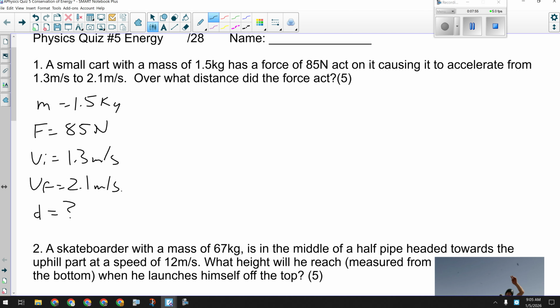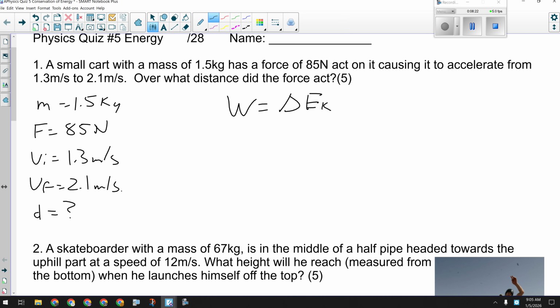Now, if something accelerates, is its energy changing? What kind of energy? Its kinetic energy is changing. Okay, the only way you can change energy is by doing work. Okay, so this is a work energy theorem question. Okay, work in this question is changing the kinetic energy of the cart.